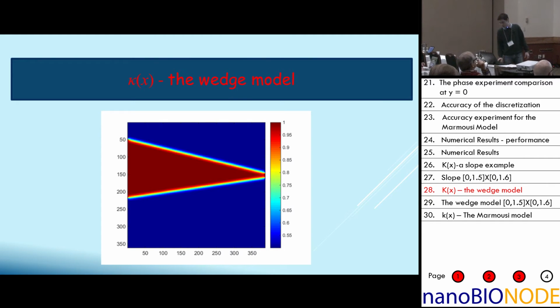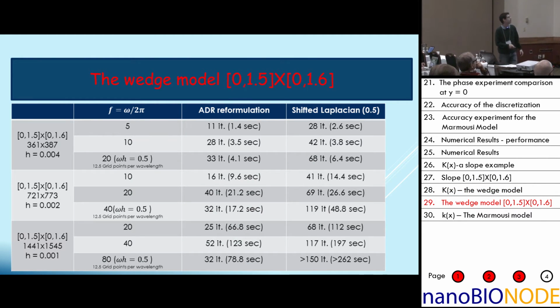So this is the wedge model. And again, we see the same pictures. So again, 33, 32, 32 against 68, 119, and 150. So you can see also the difference in timing. So it's 79 seconds against 262. I'm not so proud of the timings, but this is just a simple MATLAB code, single core, whatever MATLAB uses in the sparse matrix package.